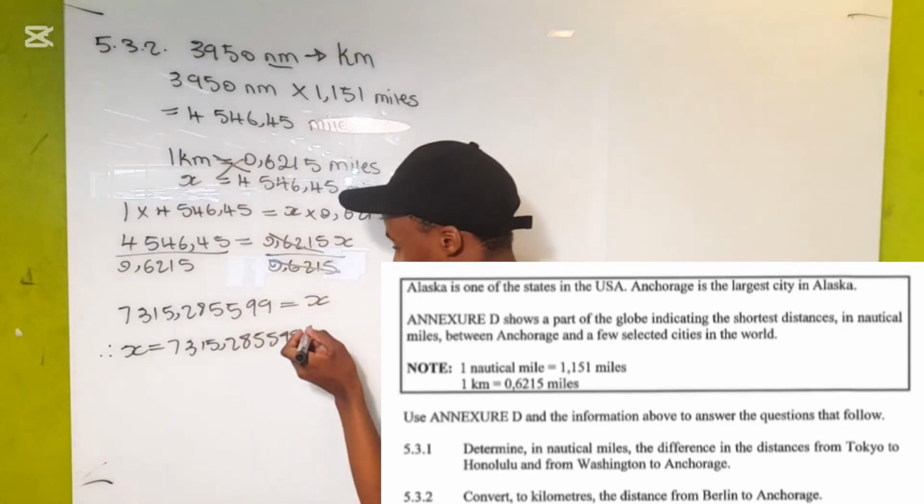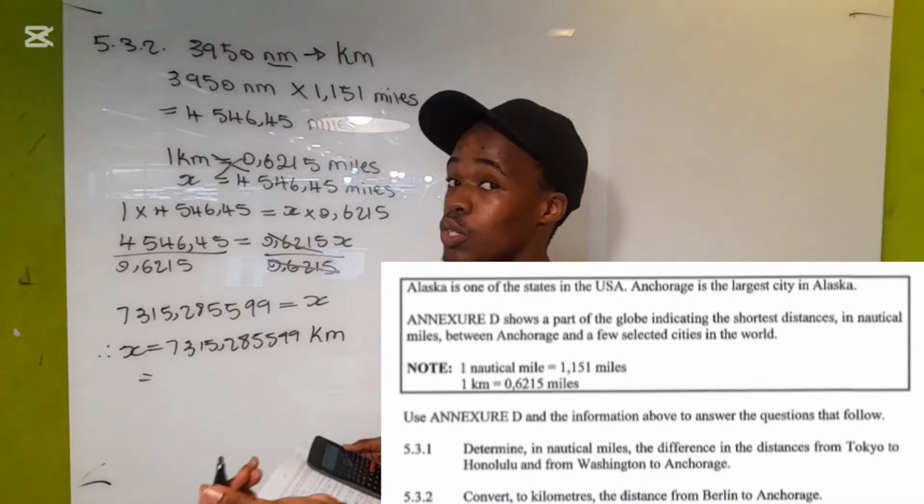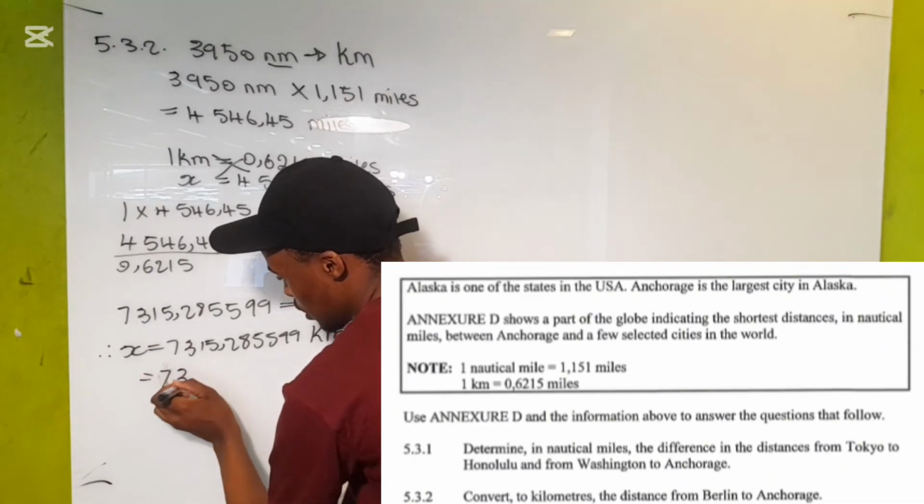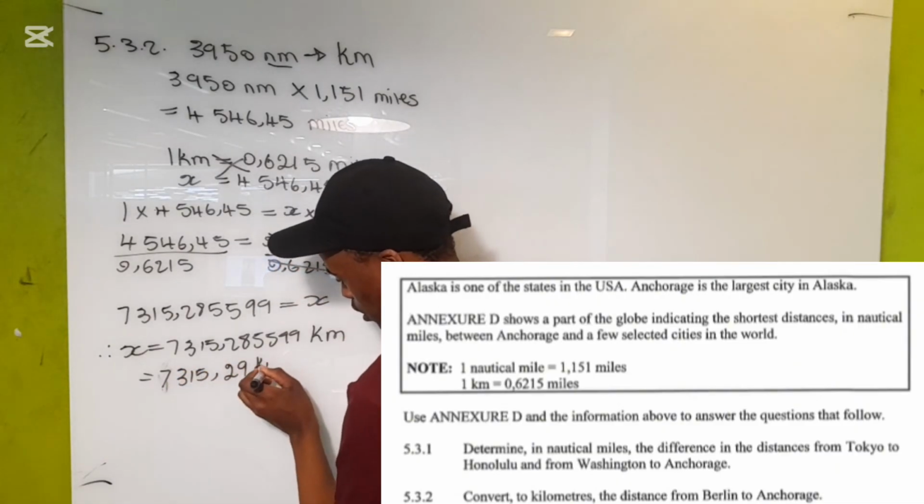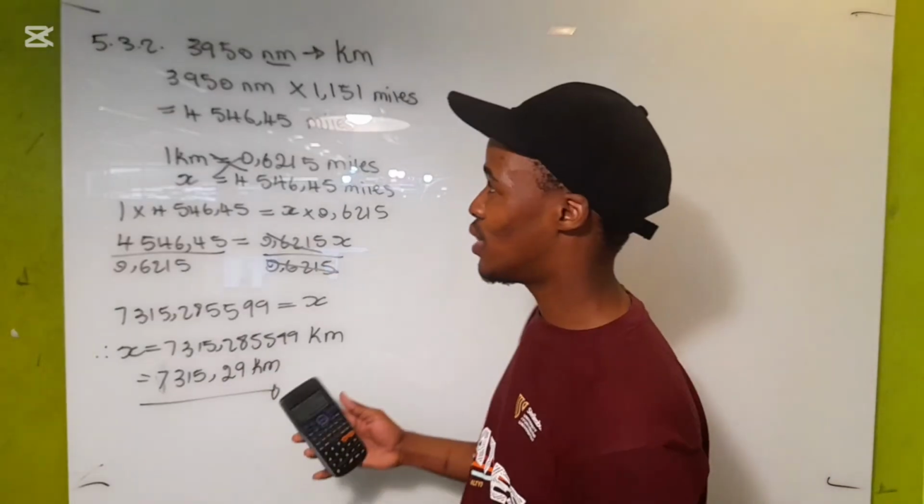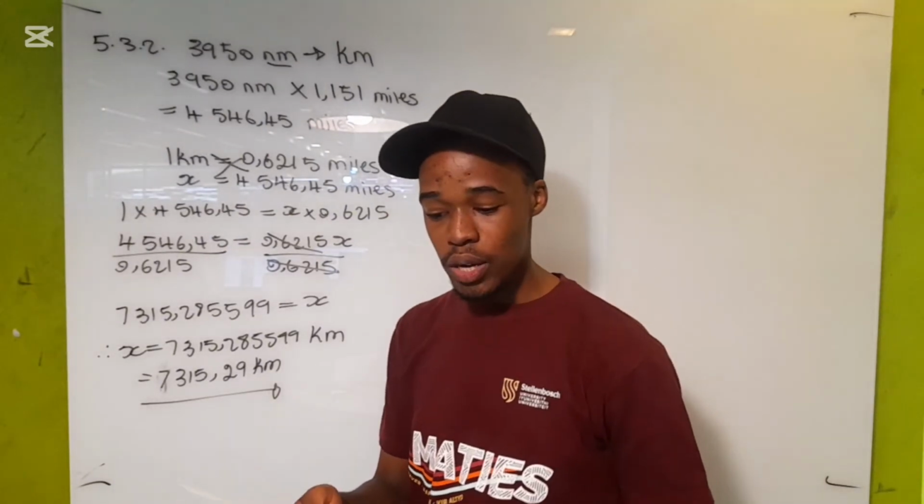What were we looking for? We're looking for kilometers. So this means that our answer is in kilometers, and then we can round it off. 7,315.29 kilometers is our final answer. Okay, so this is what we have been looking for. This is our final answer.